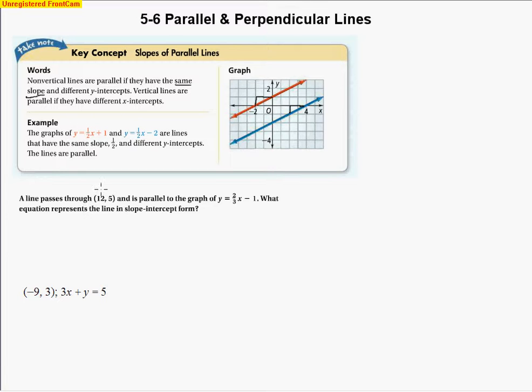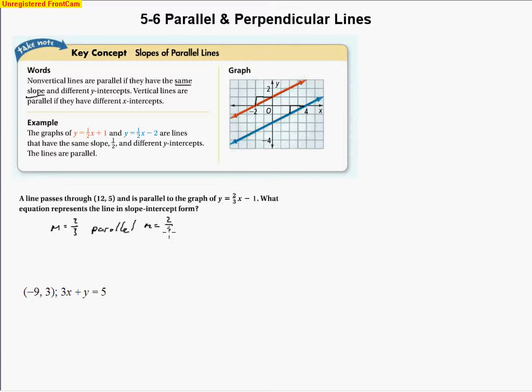They're going to give us a point, and they're going to say this line that we want you to come up with is going to be parallel to another line. Here it is: it's parallel to y equals 2/3 x minus 1. What equation represents that line in slope-intercept form? The first thing is to pull out the slope of the line. Here the slope of this line is 2/3, so the parallel slope is also going to be 2/3.